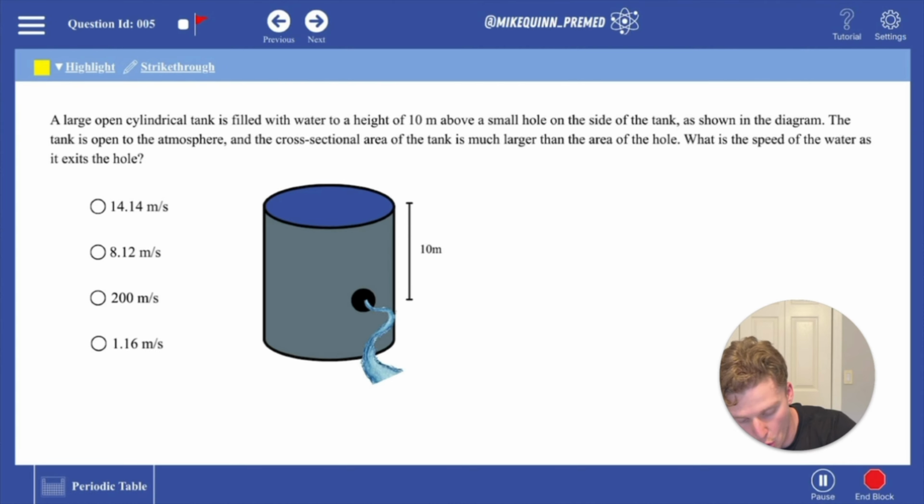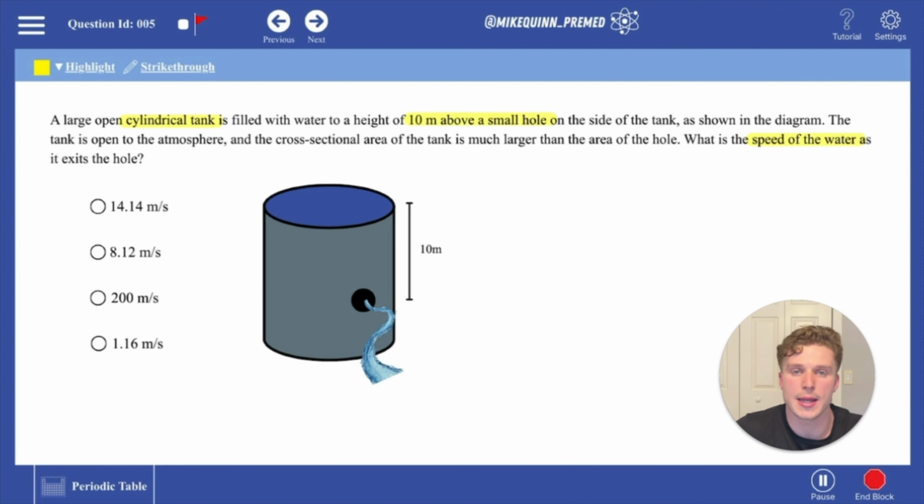Today we have a high yield physics question for the MCAT. In today's question we are given a large open cylindrical tank filled with water to a height of 10 meters above a small hole on the side of the tank. We're also told that the tank is open to the atmosphere and that the cross-sectional area of the tank is much larger than the area of the hole. What is the speed of the water as it exits the hole?